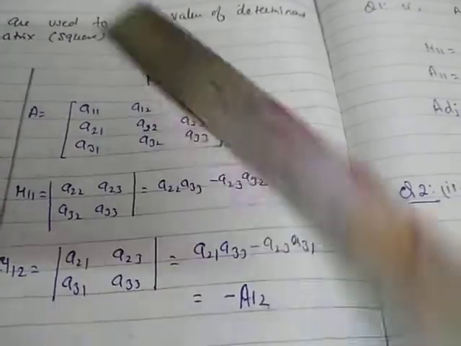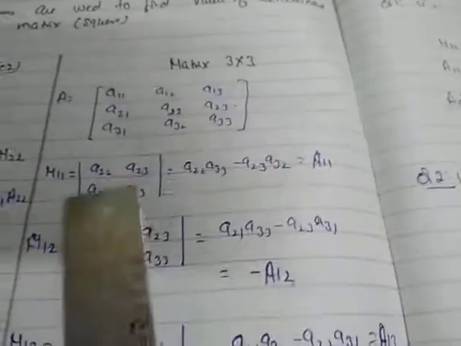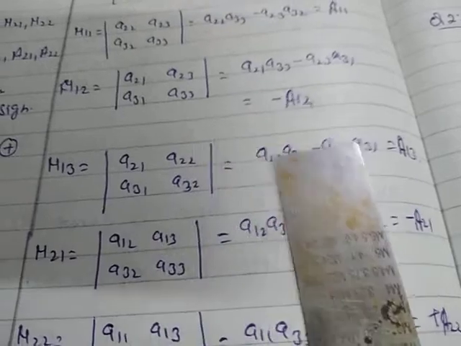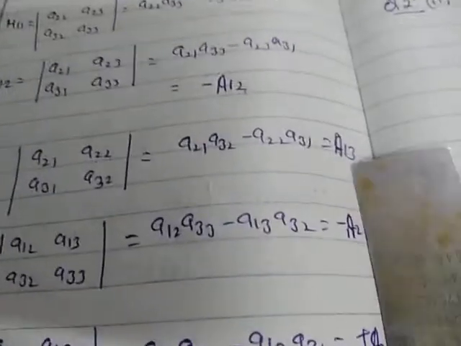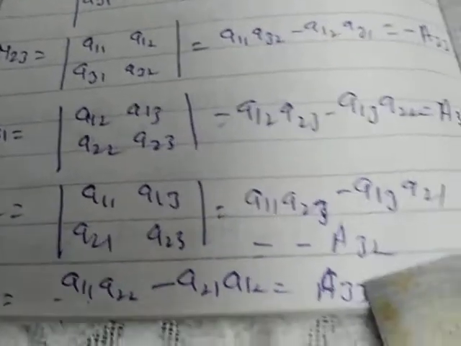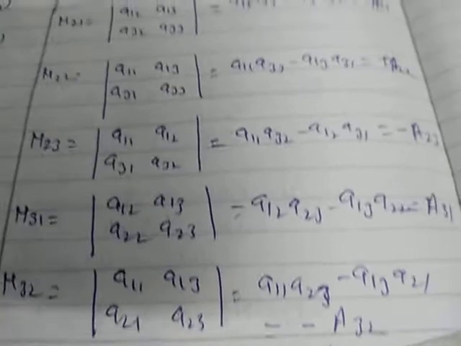Same way M13. This one and this one. A21, A22, A31, A32, written here. Main diagonal, opposite diagonal. This is even the same. This way you can find out all the minors and their respective cofactors. Is it clear?